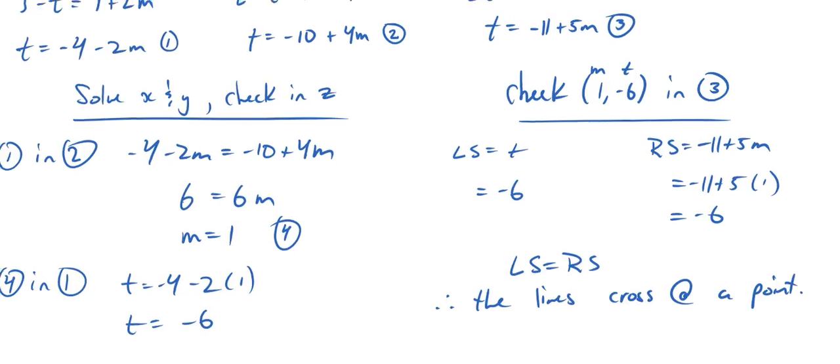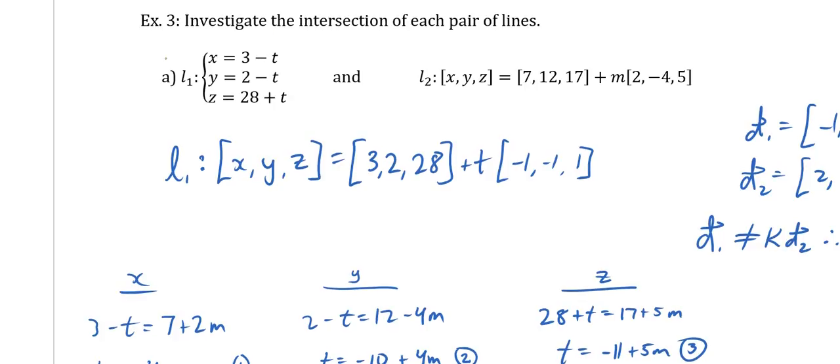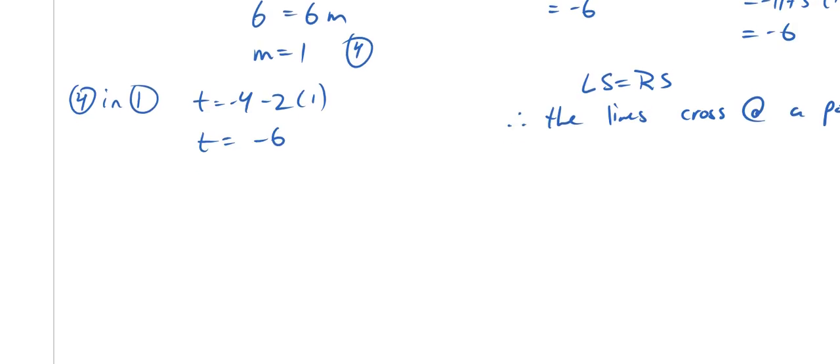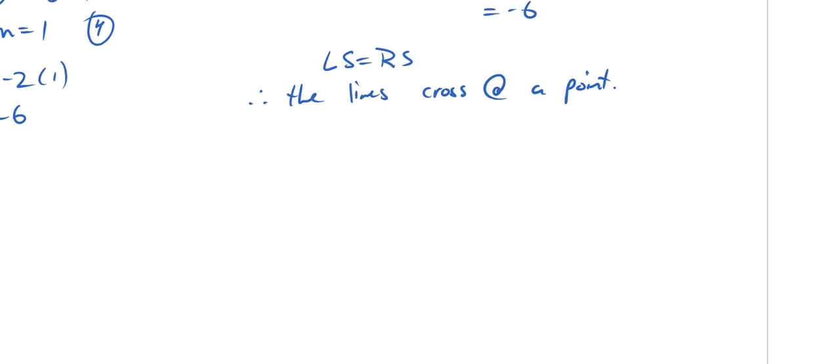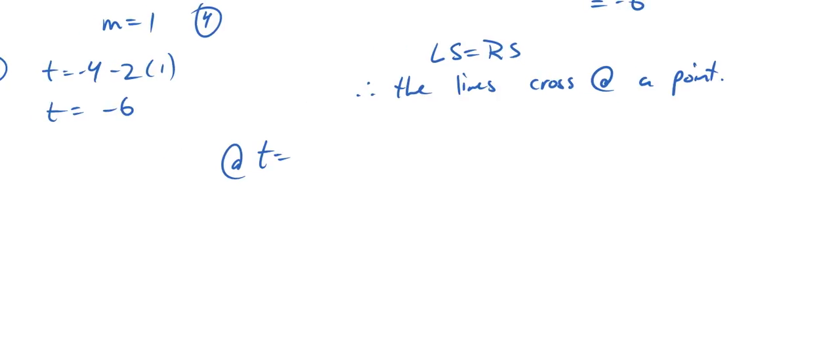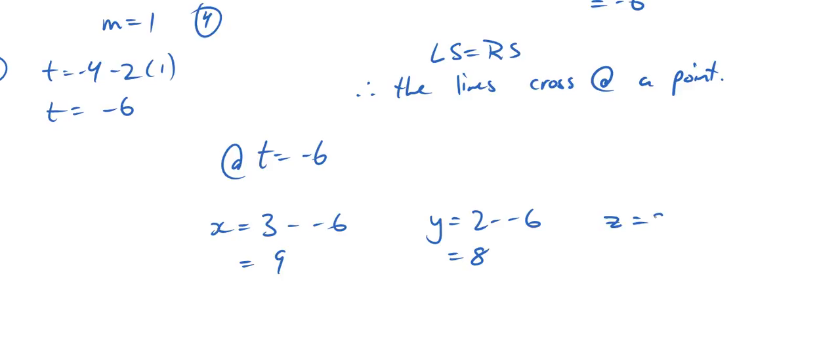If I want to know what the point is, which we do, I can just take t, maybe sub it into parametric form up here at the top. Super easy to find the x, the y, and the z value. So at t equals -6, isn't that right? x is 3 minus -6, which is 9. y is 2 minus -6, which is 8. And z is 28 plus t, so -6, which is 22.